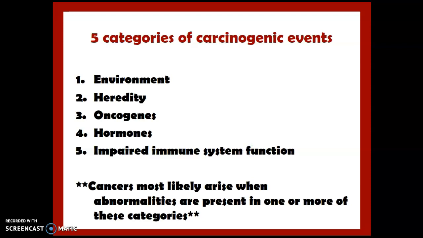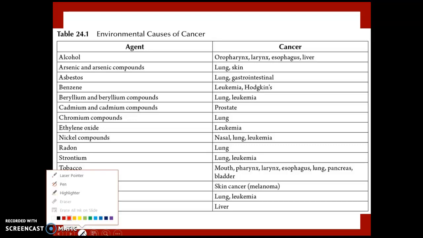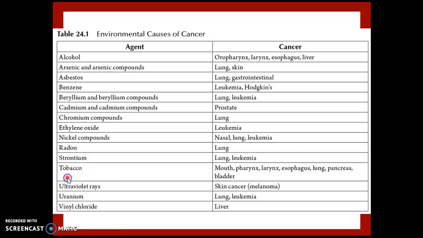So cancers most likely arise when abnormalities are present in one or more of these categories. So you may have a genetic predisposition to develop skin cancer, and then environmentally you spend a lot of time out in the sun and you don't have enough sunscreen on. That leads to the mutations that are already underscored by your genetic code. So we have a lot of environmental causes of cancer.